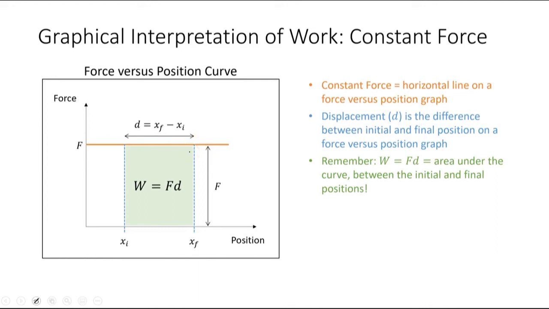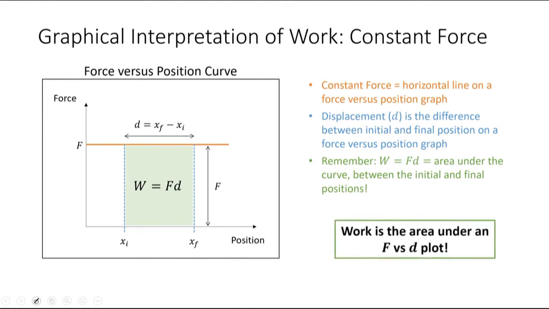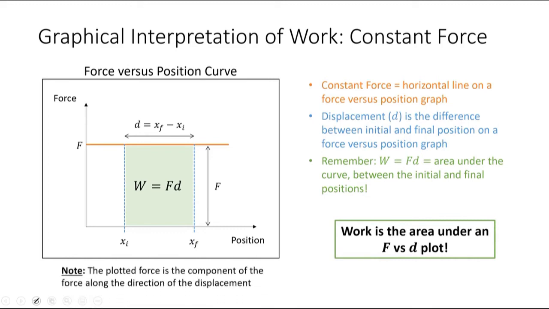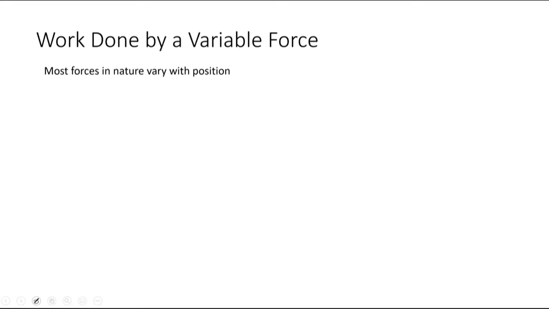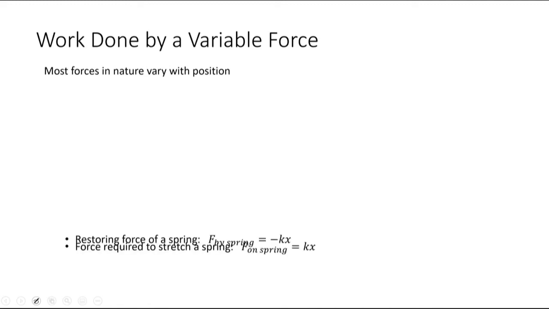And so really then the area under that curve between my final and initial positions is equal to the work done by that force. And so then I find that work is really the area under a force versus displacement plot. Okay. And this is true in the case where we have a constant force, but in general, you won't always have a constant force. You can have a force that varies with position, but in that case, the work done is still going to be the area under the force versus displacement curve. So let's think about some forces that might vary with position.